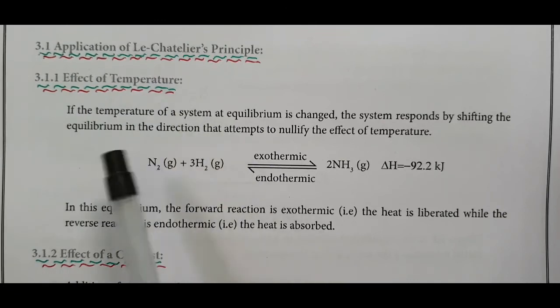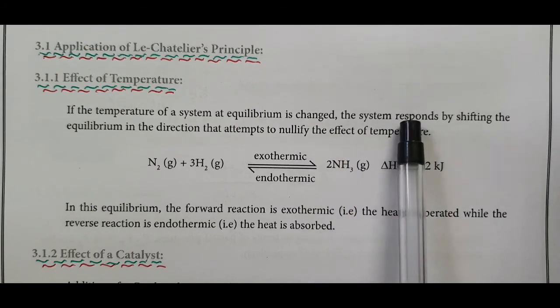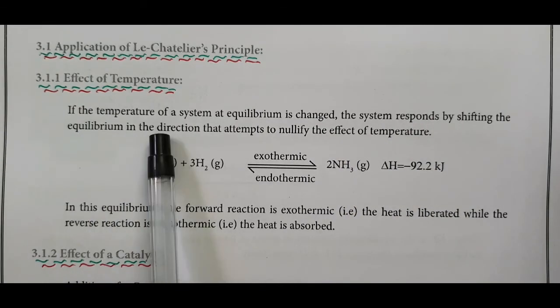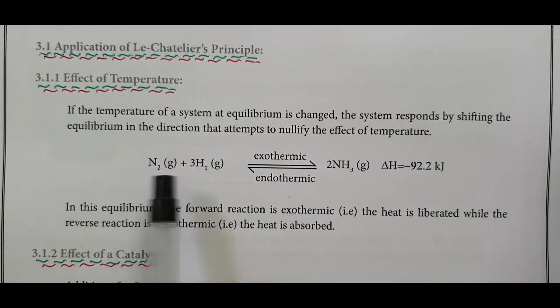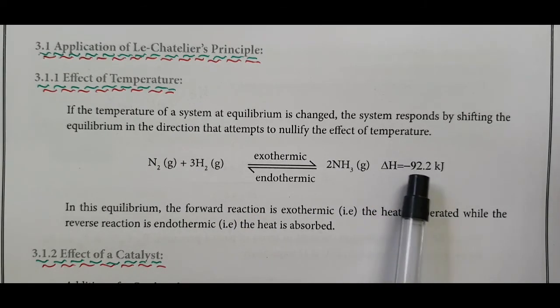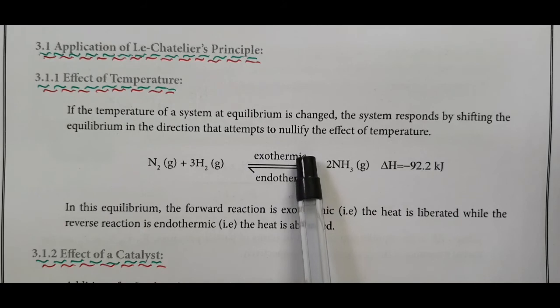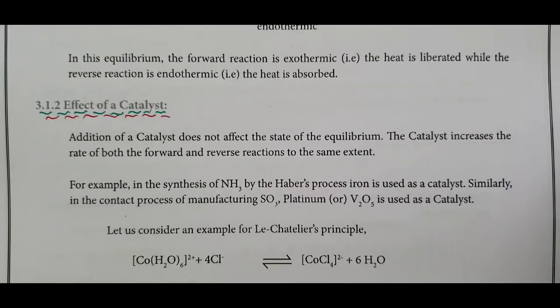First, effect of temperature. If the temperature of the system at equilibrium is changed, the system responds by shifting the equilibrium in the direction that attempts to nullify the effect of the temperature change. N2 plus 3H2 gives 2NH3, delta H value is minus 92.2 kilojoules. The negative value indicates that the forward reaction is exothermic and the backward reaction is endothermic. In this equilibrium, the forward reaction is exothermic, that is heat is liberated, while the reverse reaction is endothermic, that is heat is absorbed.